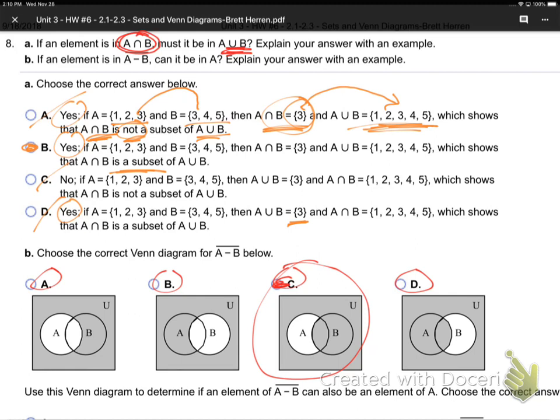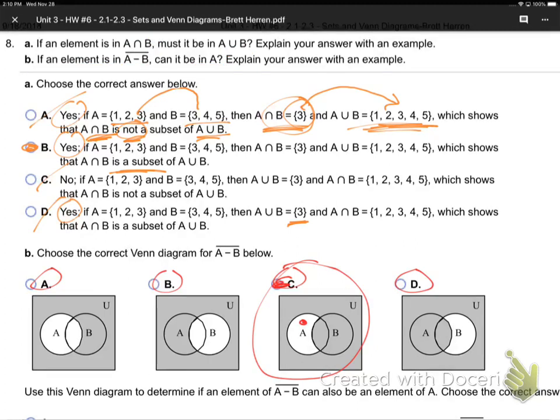Let me keep the reasoning. They're going to ask more, so let's go. If an element is in A minus B, can it be in A? Look at the Venn diagram to answer that question. If an element is in A minus B, can it be in A? Yeah, like if something's right here, that's part of A, take away B, and it's in A. So yeah, yes is the answer.